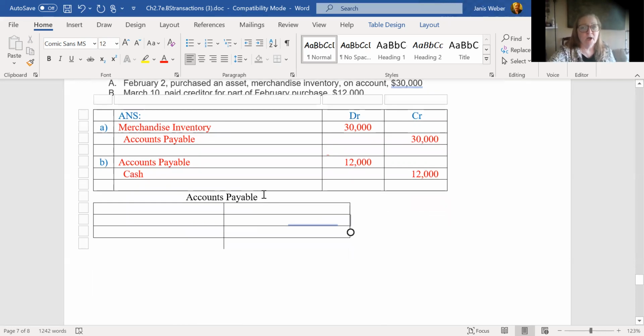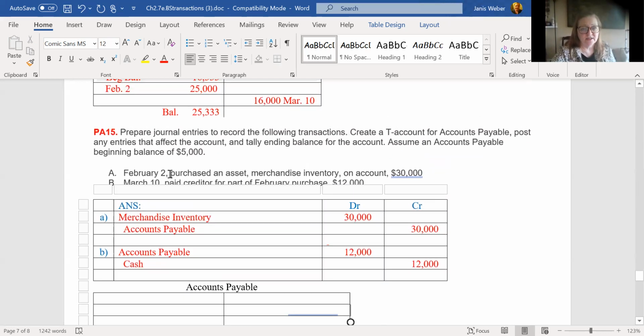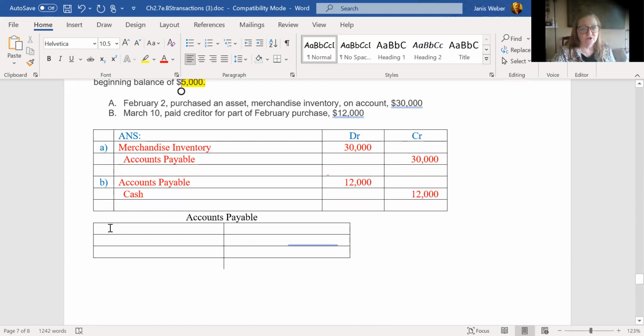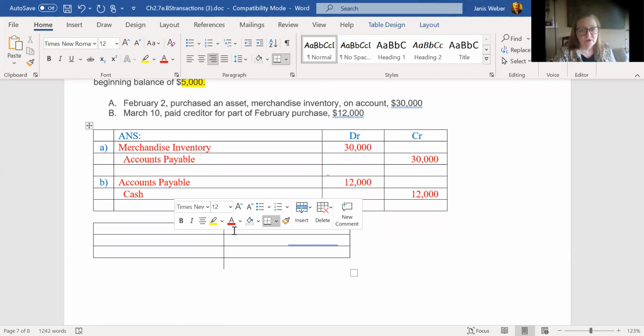All right, so then they want you to post these transactions to accounts payable, and they are telling you that accounts payable has a beginning balance of $5,000. So we're going to start with $5,000, and we're going to post.